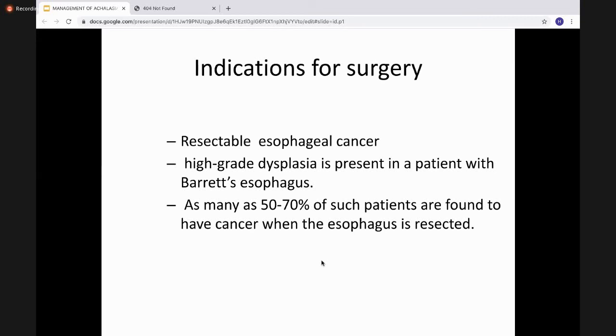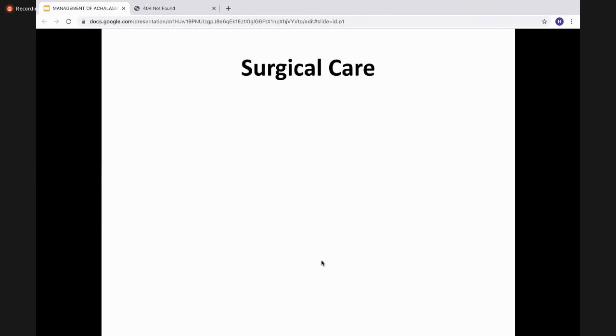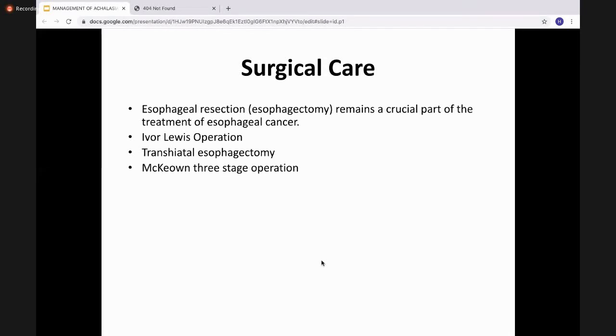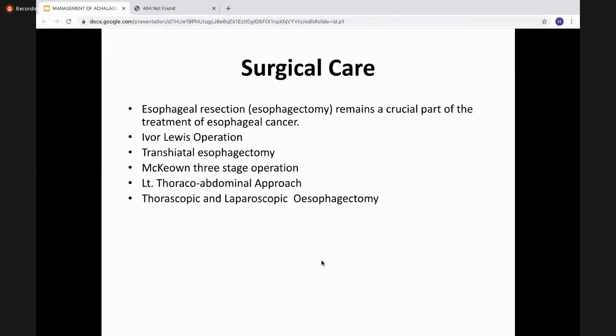So in such patients, the esophagus is resected. Surgical care: esophageal resection remains the crucial part of the treatment of esophageal cancer. There are different surgeries done for carcinoma esophagus: Ivor-Lewis operation, transhiatal esophagectomy, McKeown 3-stage operation, left thoracoabdominal approach, thoracoscopic and laparoscopic esophagectomy, and robotic esophagectomy. These are the different modalities. The main surgery is the Ivor-Lewis operation.